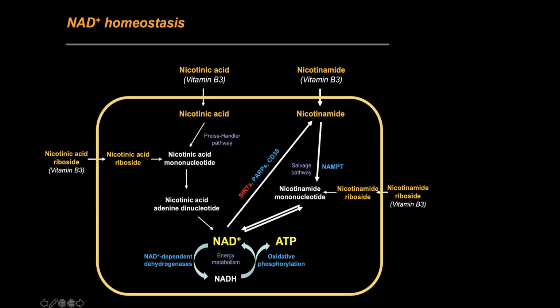The second pathway starts from nicotinic acid, known as the Preiss-Handler pathway. Mammals can also synthesize NAD from the essential amino acid tryptophan, which involves a much longer pathway. The second and the third pathway converge at nicotinic acid mononucleotide, then convert to NAAD and NAD.